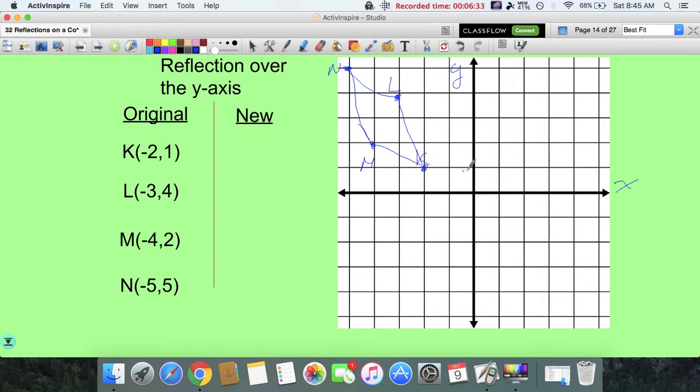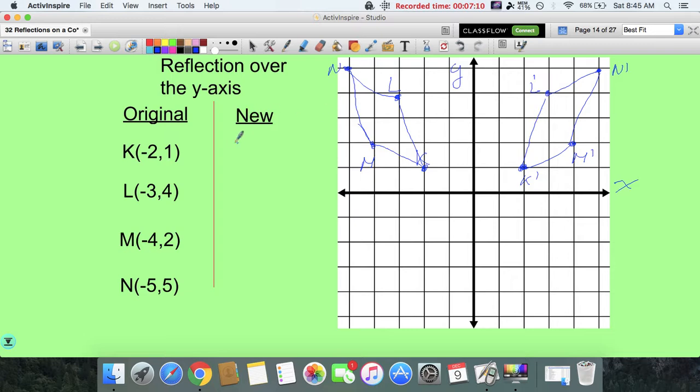Point K is 2 units away. Point K prime should also be 2 units away. Point M is 1, 2, 3, 4, and it's going to be also 4 units away on the other side of the y. Point L is 1, 2, 3, so it's going to be 1, 2, 3. And point N is all the way in the corner, 5 and 5, is going to be here as well. So L prime, N prime, connect. So notice that it's the same quadrilateral, but just flipped over to the other side.